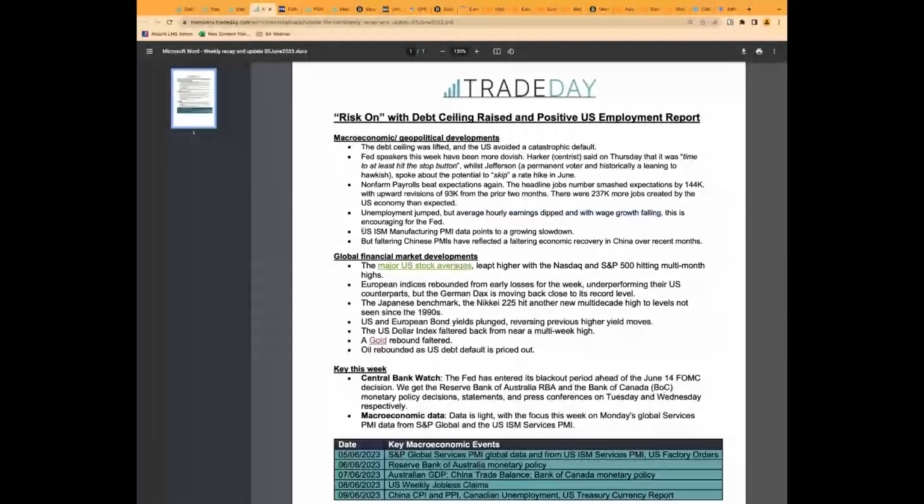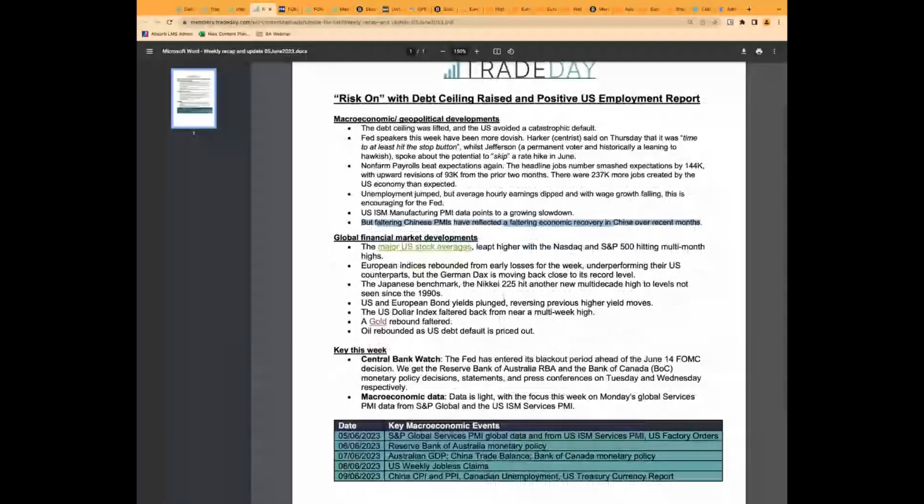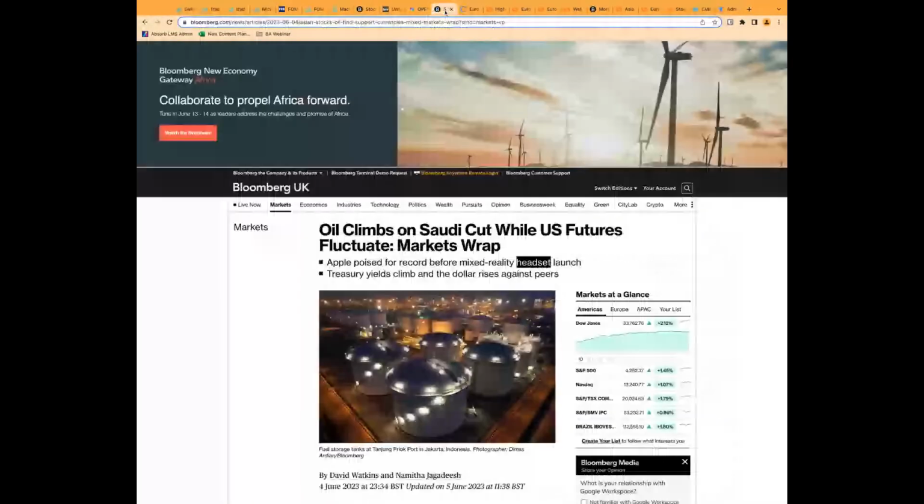We also had US ISM manufacturing data, which was slowing and showing growth slowdown. So that was a little bit of a concern, particularly as we'd already had two sets of Chinese PMI data, which looked a little bit worrying as well from last week. And I've got a little note on that.